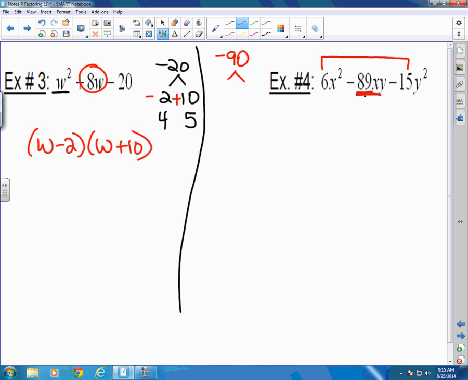So there are a bunch of factors for 90. You could use 9 and 10, but 9 and 10 get us nowhere close to 89. My other option would be to use a 1 and a 90. And if I use 1 and 90, then I am going to get to 89. And it's a negative 89, so I want a positive 1 and a negative 90.